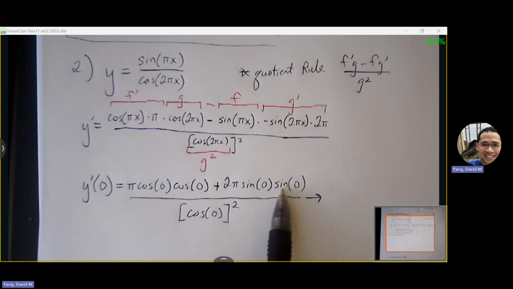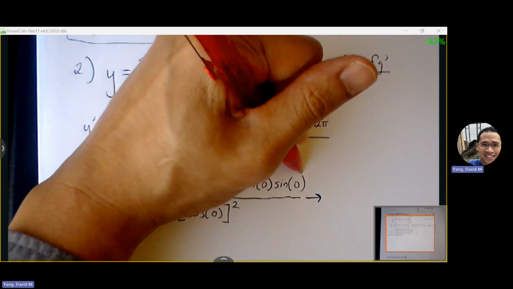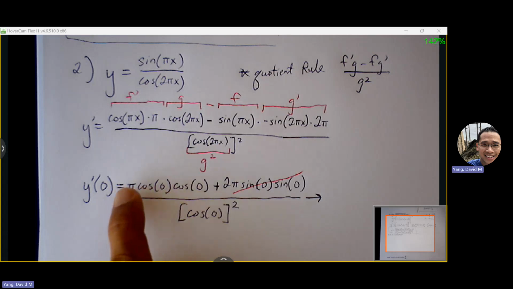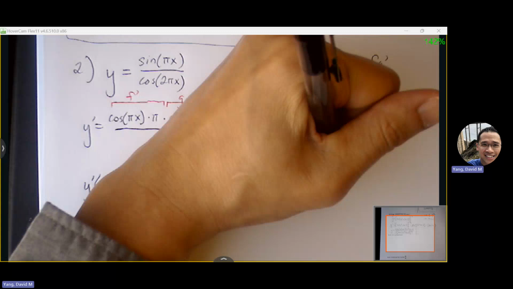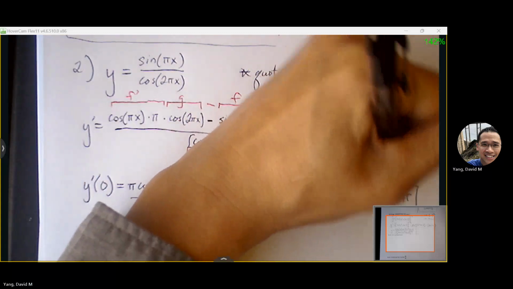So the nice thing about sine of 0 is 0. So anything connected to sine of 0 is just going to disappear. Cosine of 0 is what? 1. Yeah, so pi times 1 is still pi. Pi over 1 squared, it's just going to be pi.